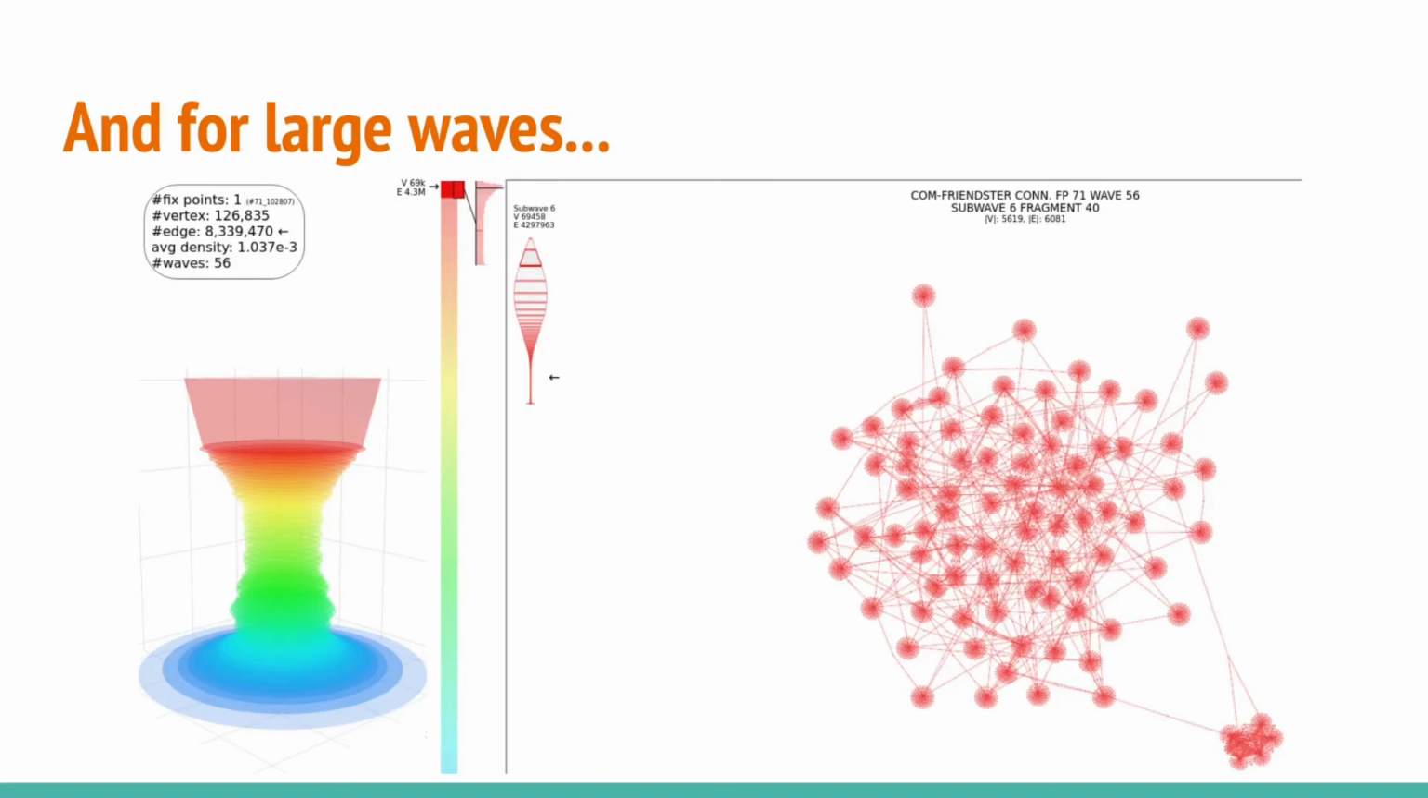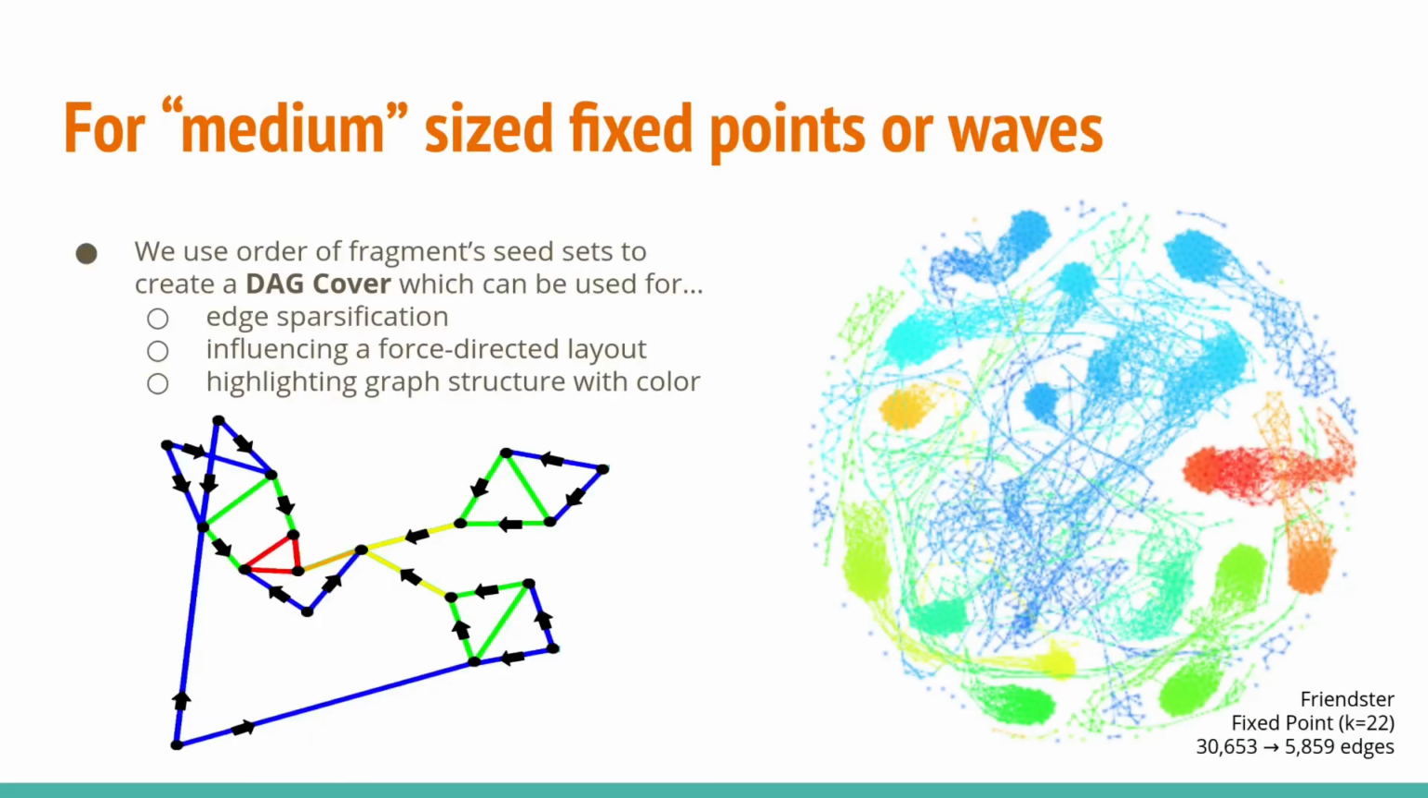In this example, the last wave, colored red, has 4.3 million edges and can't be displayed interactively. Instead, a choice of fragments is presented to the user, and in this case, they select the 40th fragment displayed on the right. The structure of graph drawings of moderately sized fixed points and waves are not always easily interpretable if drawn with naive layouts.